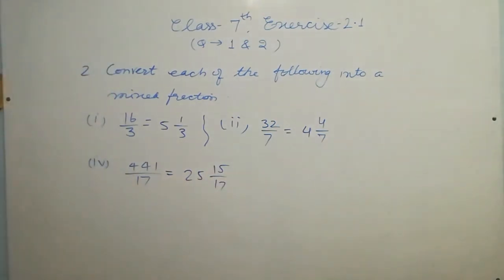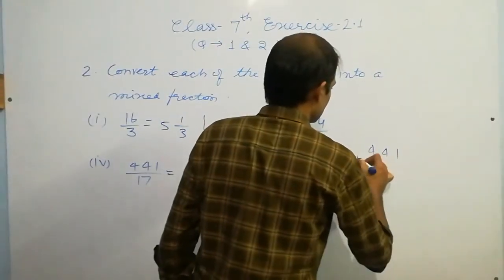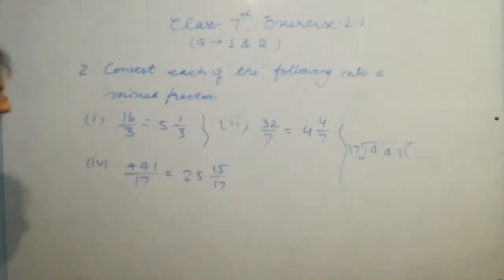So students, these are the answers and I have completed 2 questions of exercise 2.1. Okay, and the answer of the fourth part is 25 and 16 upon 17. So maybe there is a mistake. Let's solve again. 441 upon 17. Okay, check again.